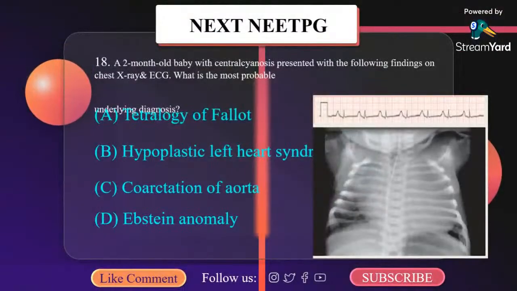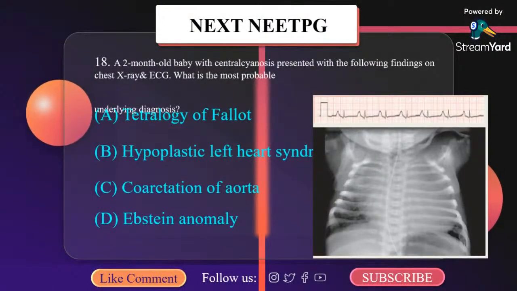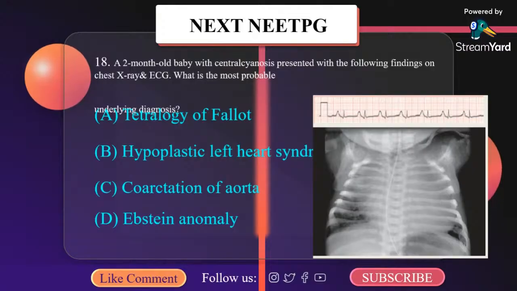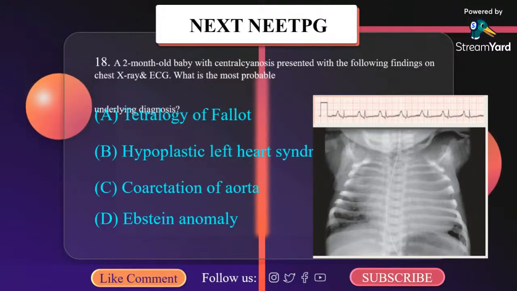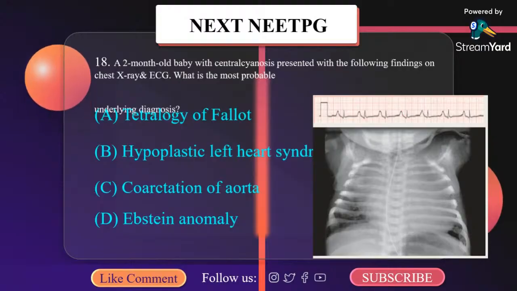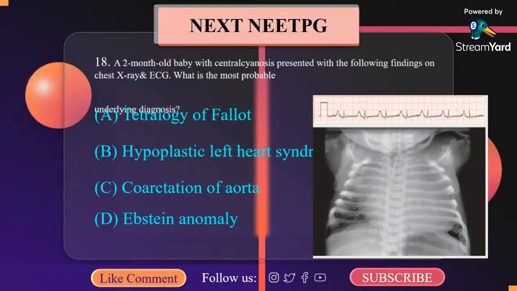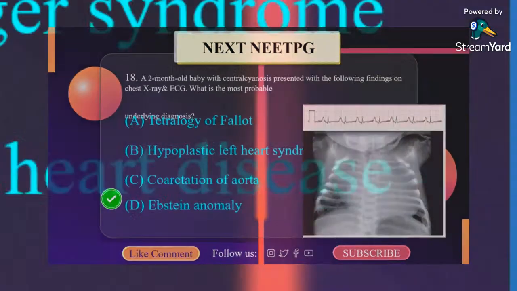A 2-month-old baby with central cyanosis presented with the following findings: chest X-ray. What is the most probable diagnosis? A. Tetralogy of Fallot. B. Hypoplastic left heart syndrome. C. Coarctation of aorta. D. Ebstein's anomaly. It is Ebstein's anomaly. ECG is showing tall Himalayan P waves, and chest X-ray shows box-shaped heart. It is seen in Ebstein's anomaly.